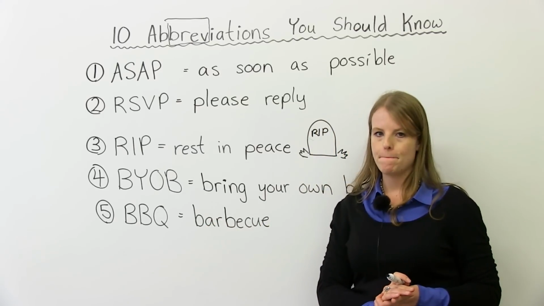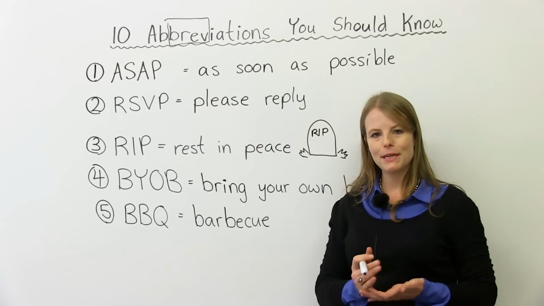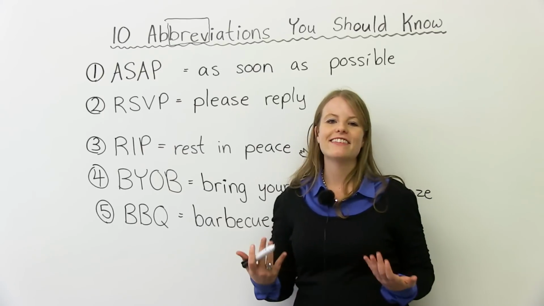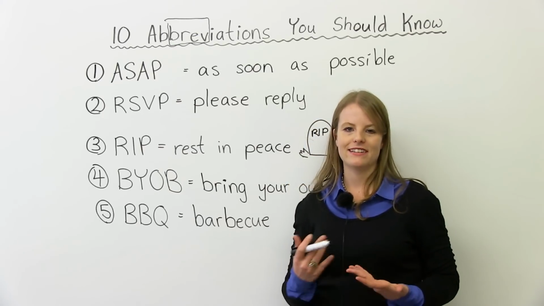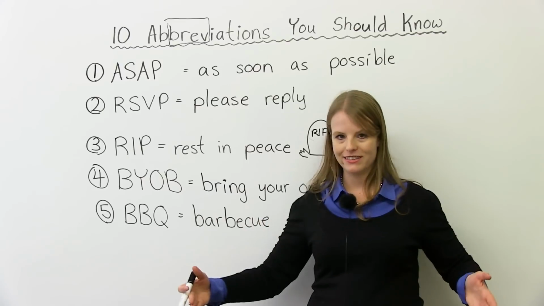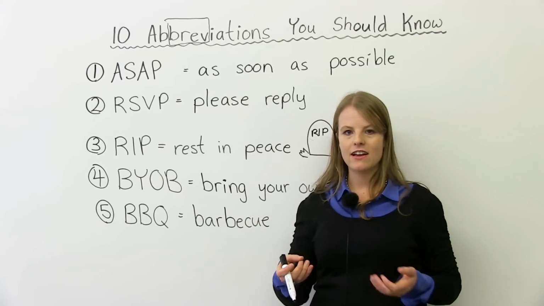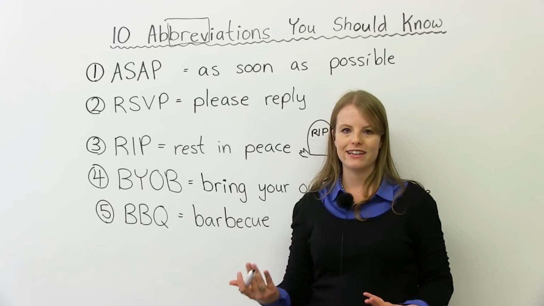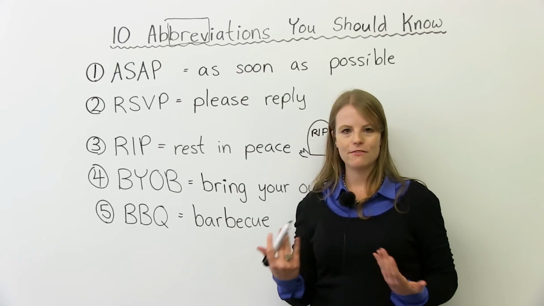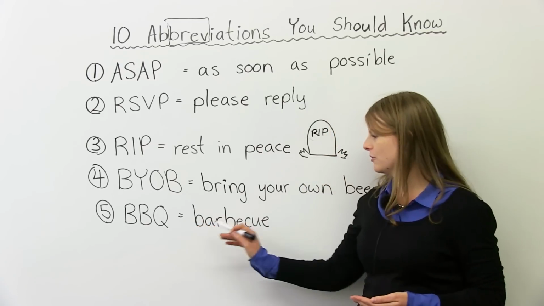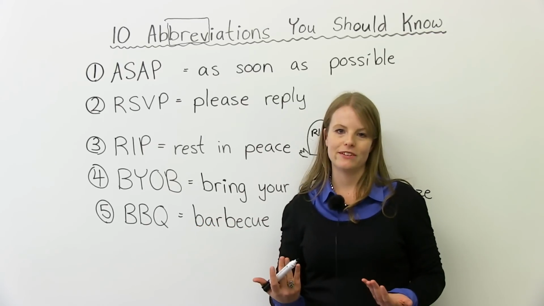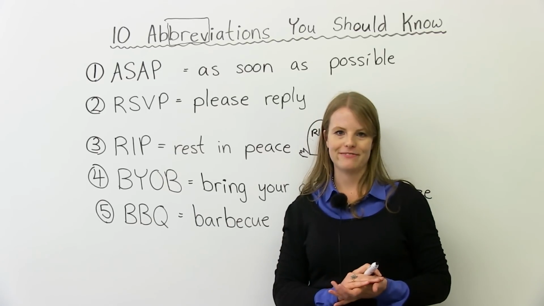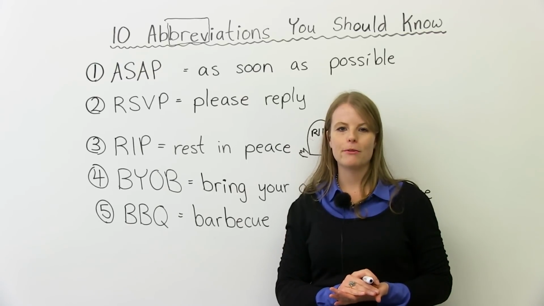Number 5, BBQ. BBQ means barbecue. What's a barbecue? It's a way we cook meat. It's a way we cook food. You usually have a grill. You put maybe hamburgers, hot dogs on the grill. You barbecue them. You can eat barbecue chicken, different types of barbecue. So BBQ refers to a type of food or a party where they will serve hamburgers and hot dogs. So let's check out 5 more abbreviations.